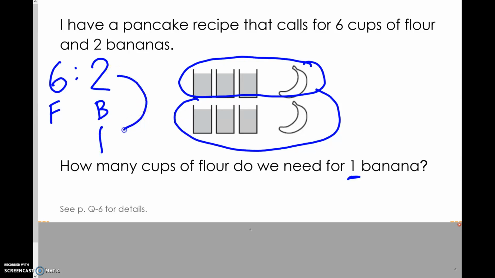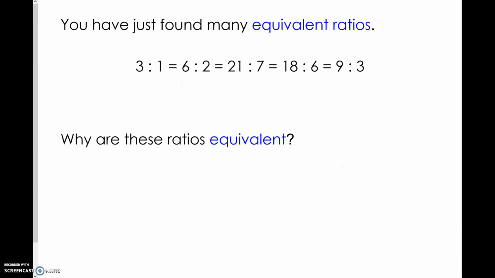So, to go from 2 to 1, we divide by 2. 6 divided by 2 is 3. We have confirmed that we need 3 cups of flour for each banana. You have just found many equivalent fractions. 3 to 1 is equivalent to 6 to 2. You could also find that these are equivalent to 21 to 7, 18 to 6, and 9 to 3.